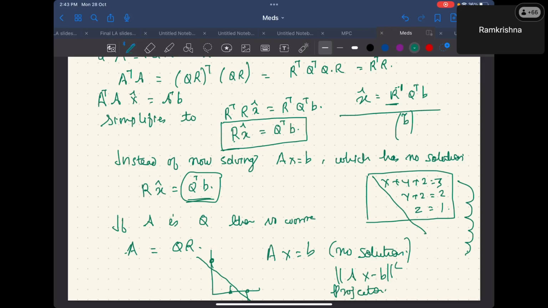What is AX onto B? What is the closest B that I can get? So that is this. I'm looking now not at an exact solution, because I cannot find one. I'm looking at some kind of an approximate solution.